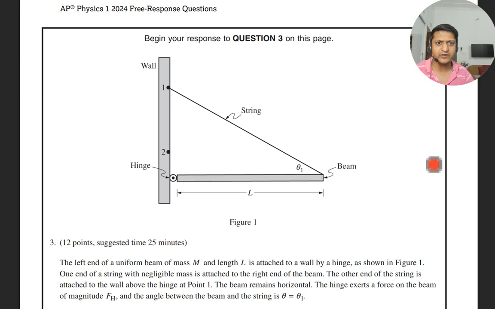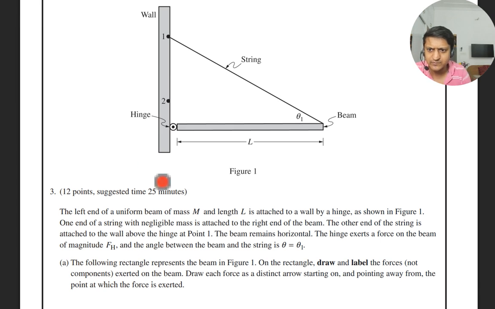This question is from the FRQ AP Physics, the third question from 2024. Let's see what's there in the question. The question says that the left end of a uniform beam of mass m and length L is attached to a wall by a hinge as shown in the figure.